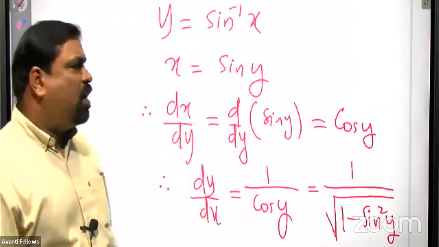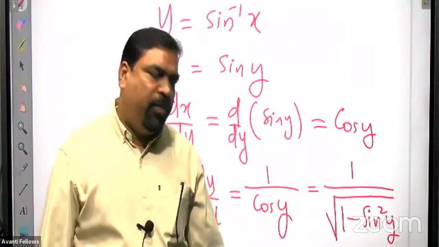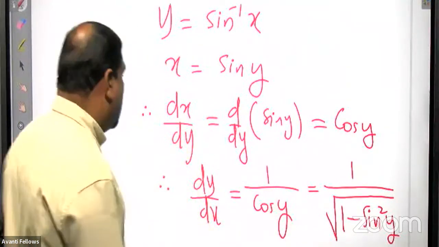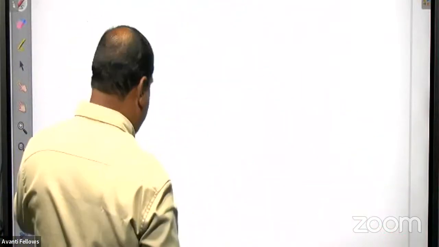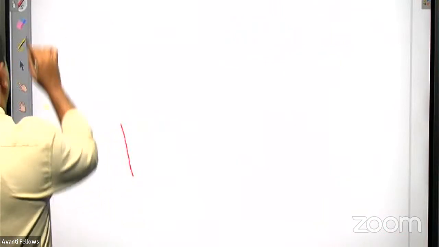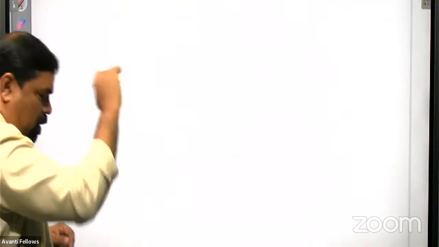So for all the inverse trigonometric functions, the derivative can be found in the same procedure. I'm not discussing the other functions because all these are standard formulas. You might have studied them also. But please remember all these formulas, make it thorough. Now we will go to the next topic of this chapter, that is the derivative of implicit functions.